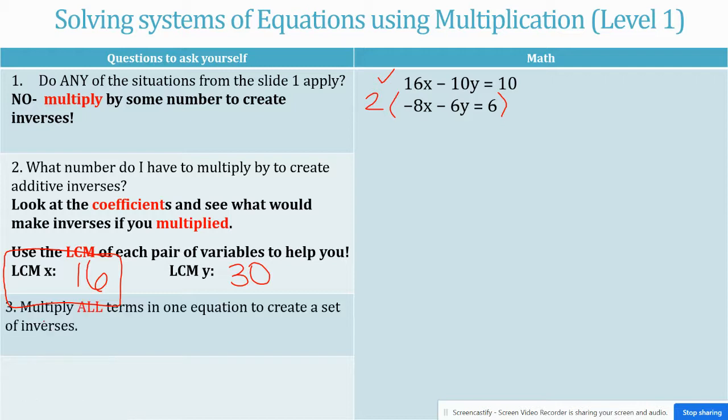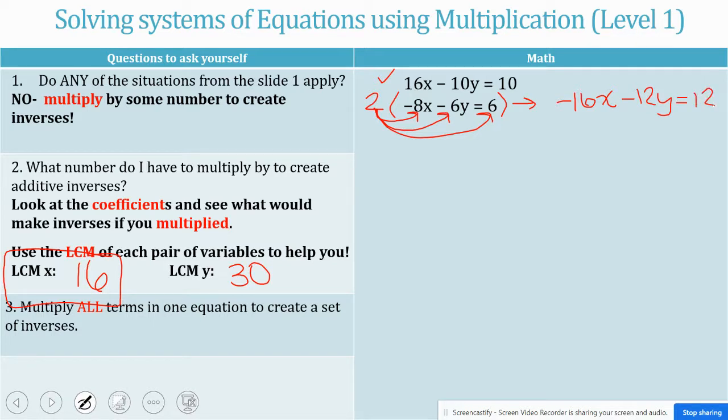Okay, so that was just the third step. Multiply all terms in one equation to create that set of inverses. So we're going to multiply every single term here, and that includes over here also. So I'm going to just rewrite it. 2 times negative 8x gives us negative 16x. 2 times negative 6 gives us negative 12y. And then equals 2 times 6 is 12. Okay, so we multiplied every single term by 2. Remember, I didn't do anything to that first equation, so I'm going to just rewrite it right on top of it.